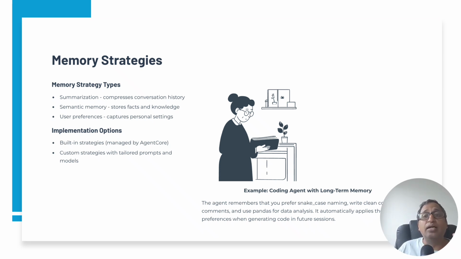For example, say you are building a coding agent. You prefer a particular type of case, you want the comments in a certain fashion, and you are using pandas for analysis. Even if you come back days later, it applies those preferences automatically. The reason being the long-term memory is not just storing the values, it is learning your preferences, your priorities, your tone, everything, every time you talk to the agent. This is how agents can evolve from very reactive chatbots to truly intelligent assistants.